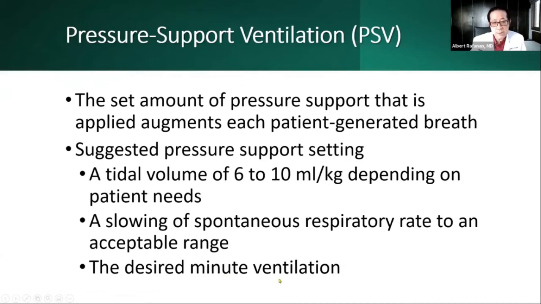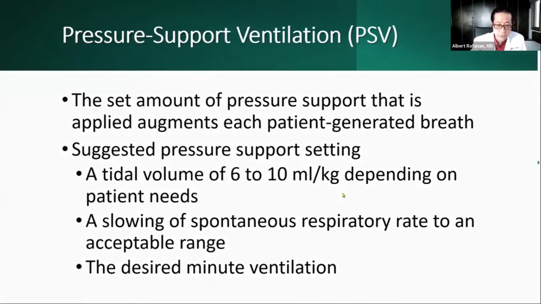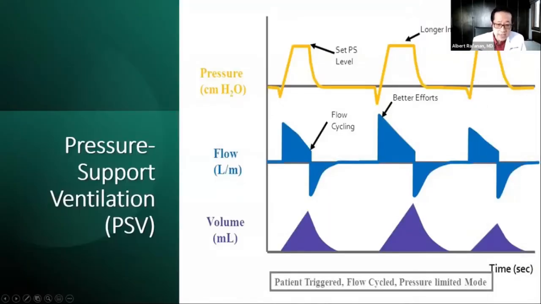This is the pressure setting you usually put on board. Okay. So again, pressure support is patient triggered. The patient has certain effort. Flow cycle because it's usually 25% of flow. Pressure limited because we set the amount of pressure support 5, 7, or 10. Then it depends on how the patient breathes. Longer inspiration, they have better volumes. Okay, and then it cycles when there's no more flow. So this is pressure support ventilation.